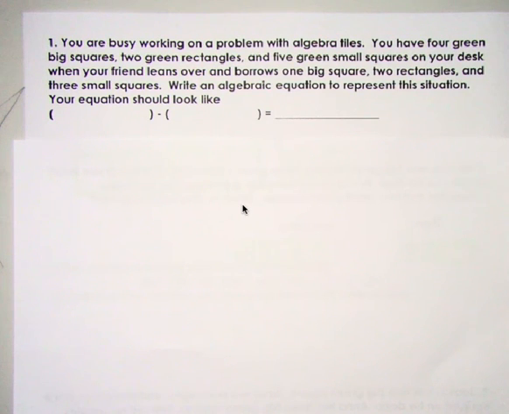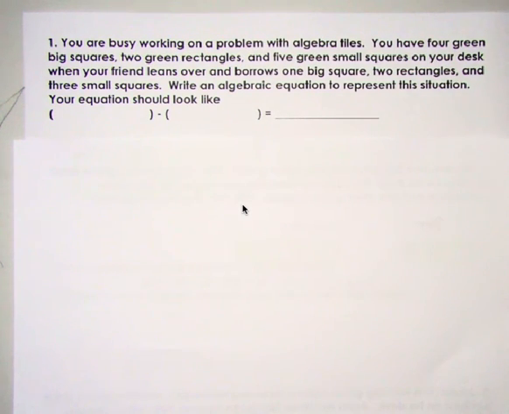to algebra tiles. Right now you'll be learning how to subtract algebraic expressions. Number one, you're busy working on a problem with algebra tiles. You have 4 green big squares, 2 green rectangles, and 5 green small squares on your desk when your friend leans over and borrows 1 big square, 2 rectangles, and 3 small squares. Write an algebraic equation to represent the situation.